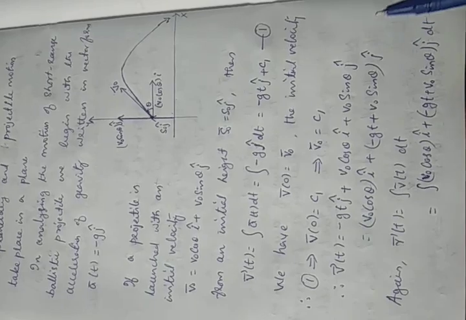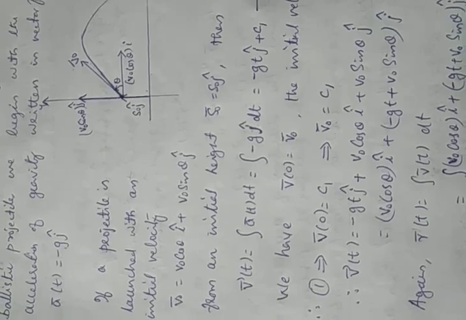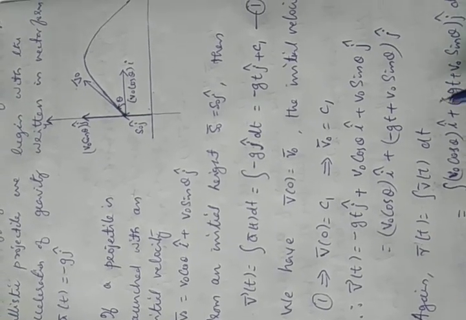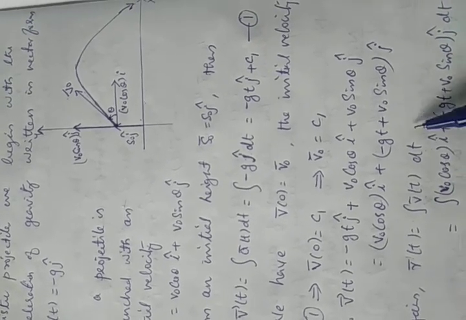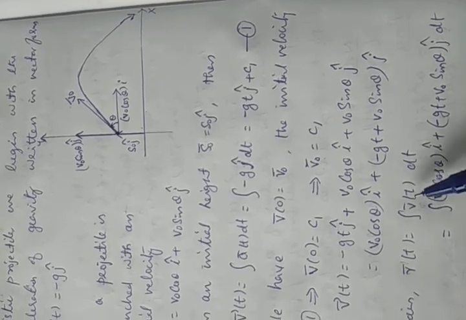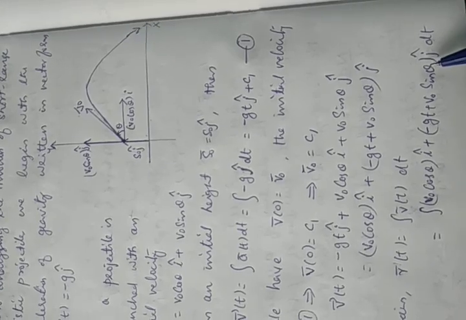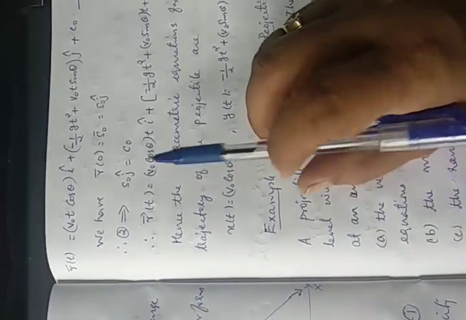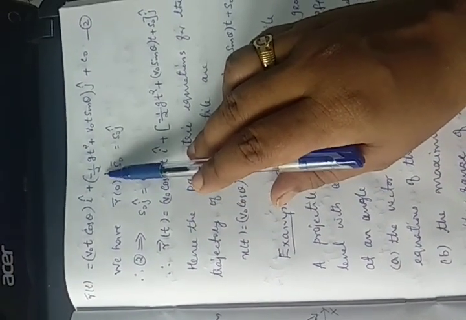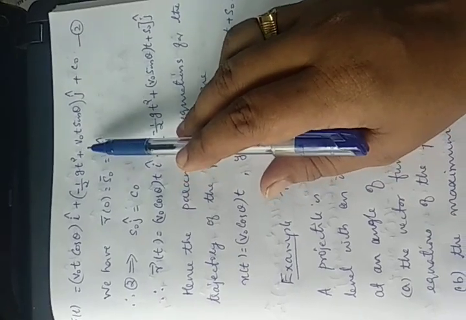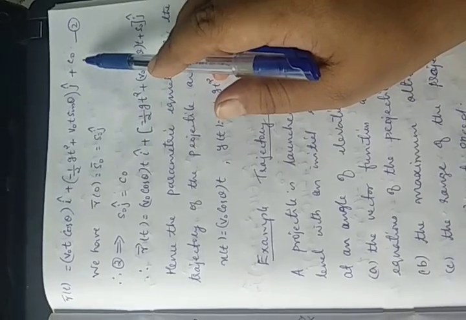Next, to find the vector r of t, we know that d by dt of r of t is equal to v of t. So r of t is equal to the integral of v of t dt. We substitute for v of t and integrate, and we get r of t is equal to v naught t cos theta into vector i plus negative 1 by 2 g t square plus v naught t sin theta into vector j plus c naught, where c naught is a constant vector.